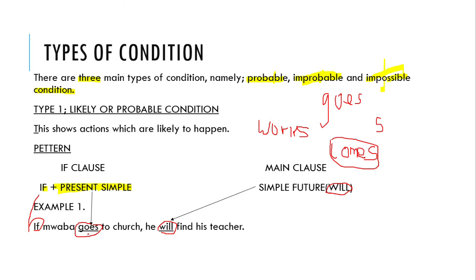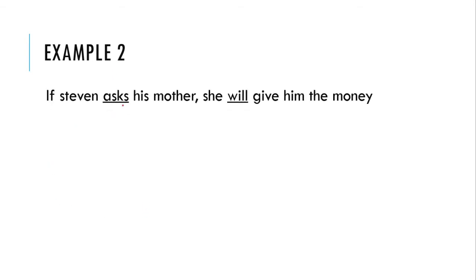So there is a possibility that Mwaba can go to church and find the teacher. That is about the likely condition. We look at the second example. If Stephen asks his mother, she will give him the money. Full stop.